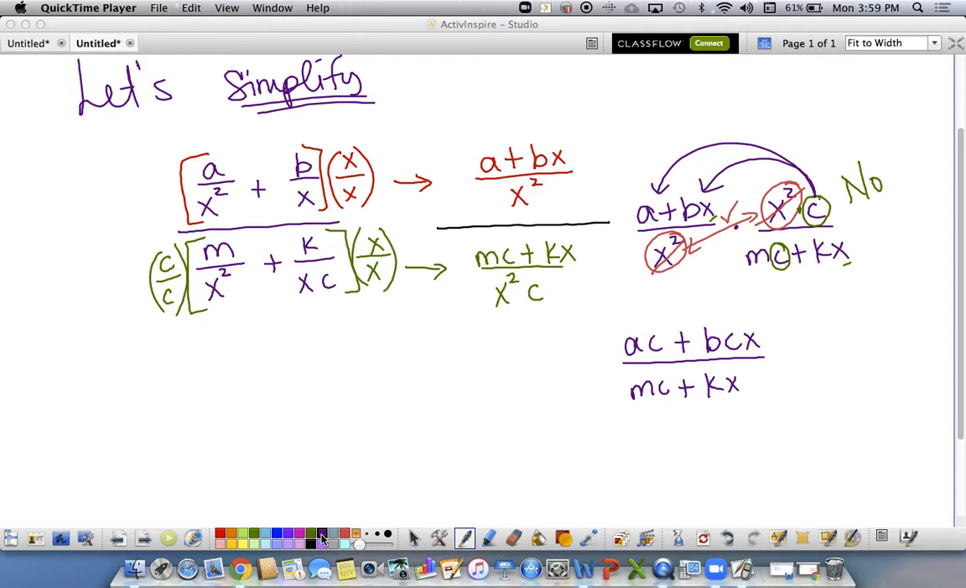Now I have c's in 3 of my 4 terms. Can I reduce? No. You cannot. You have to stop. That is as simple as we can make it. Okay, does that make sense? There are rules about things you can reduce and things you can't reduce.